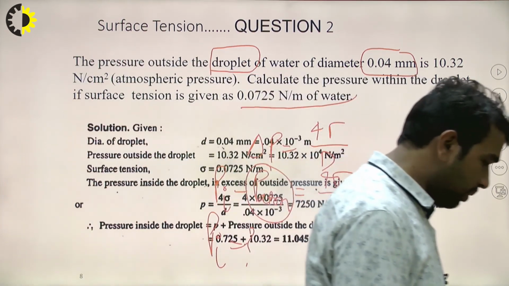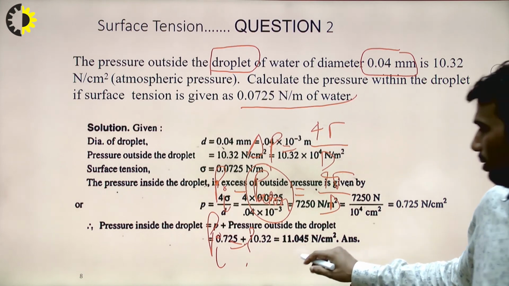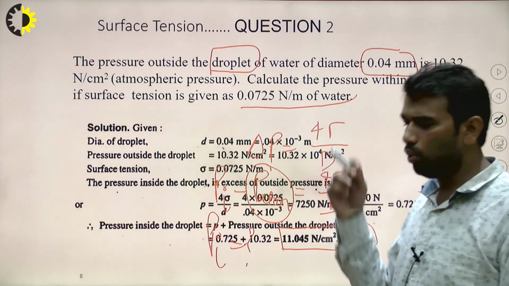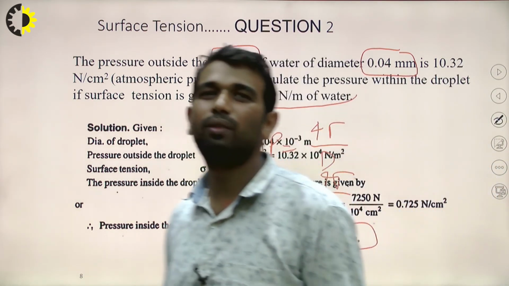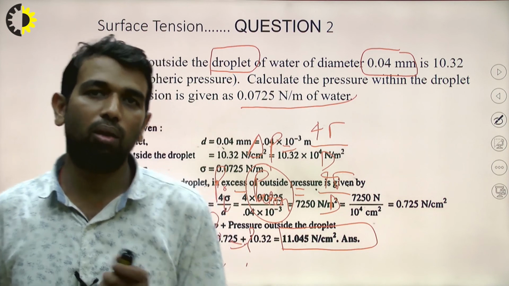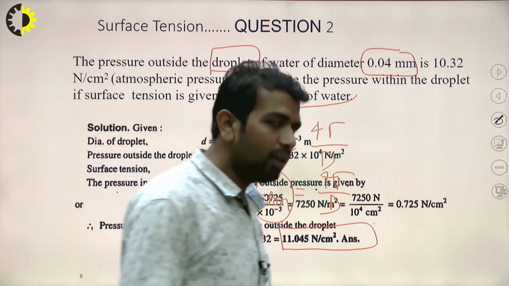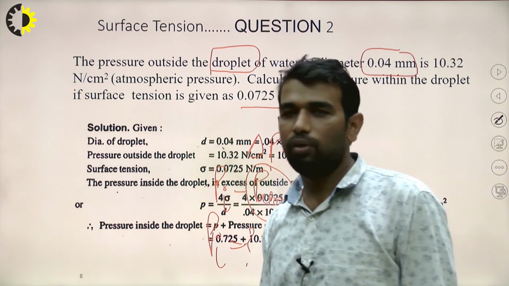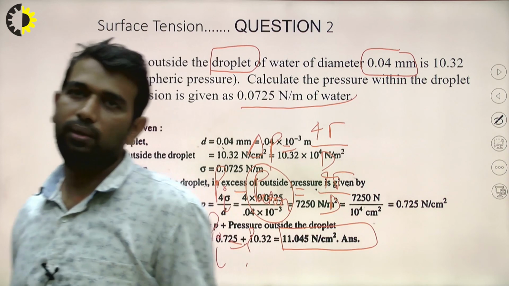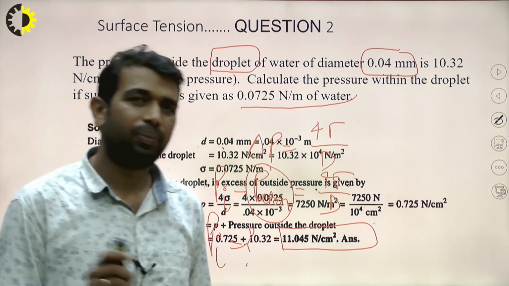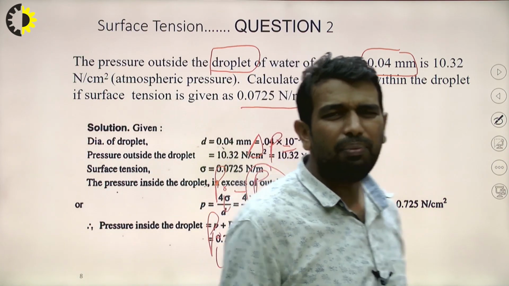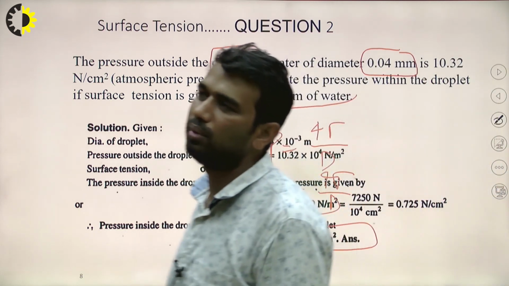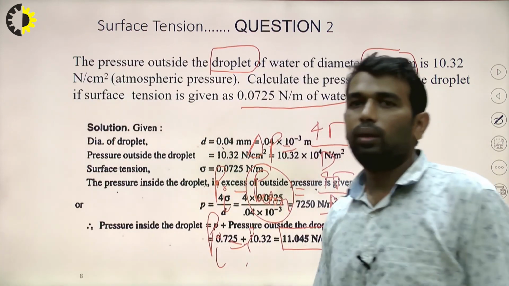The solution of the problem is already given, and the net value is 11.045 Newton per centimeter square. Two things you have to focus on when solving any numerical problem: convert all the units in a particular pattern, either SI or CGS, whichever you are comfortable with, and solve the problem for your convenience. This is another problem based on surface tension. It's very easy, and this problem is very often asked in examinations.